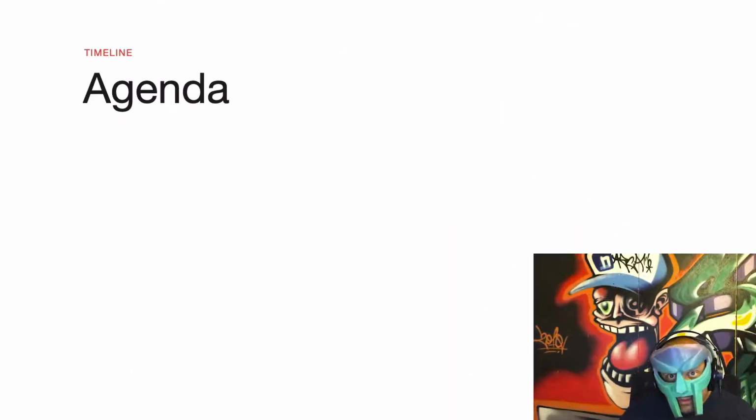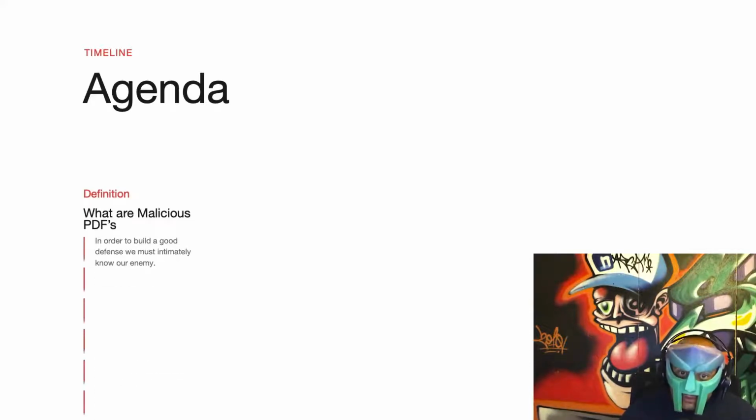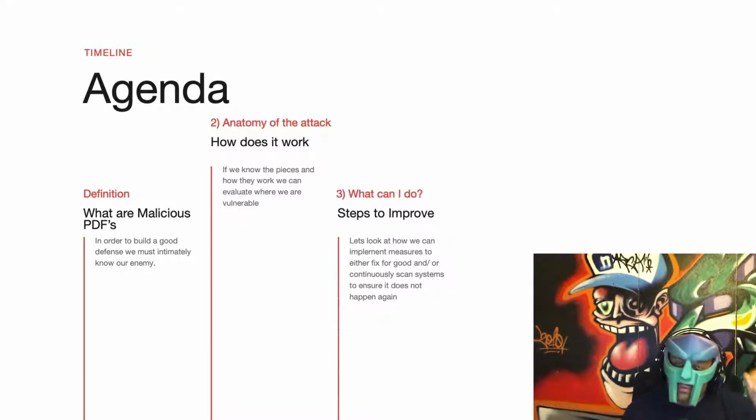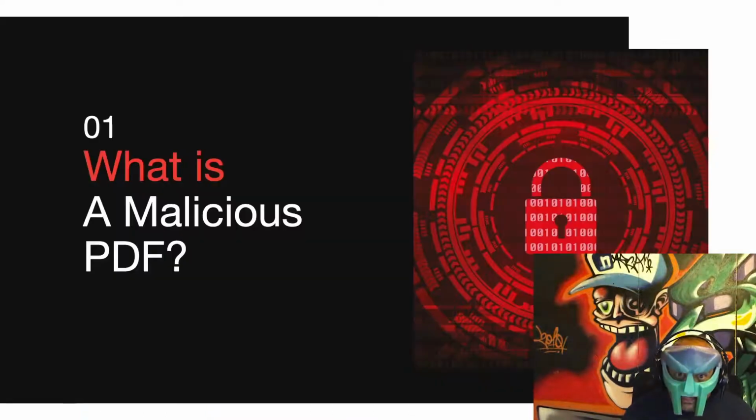Here's a look at our agenda. Right now it's a blank screen, but guess what? We're going to start off with a definition. What are malicious PDFs? In order to build a good defense, we must intimately know our enemy. We're going to follow that up by the anatomy of the attack. How does it work? If we know the pieces and how they work, we can evaluate where we're vulnerable. We're going to finish up with what can I do? Steps to improve. We're going to look at how we can implement measures to either fix for good and or continuously scan systems to ensure it does not happen or happen again.